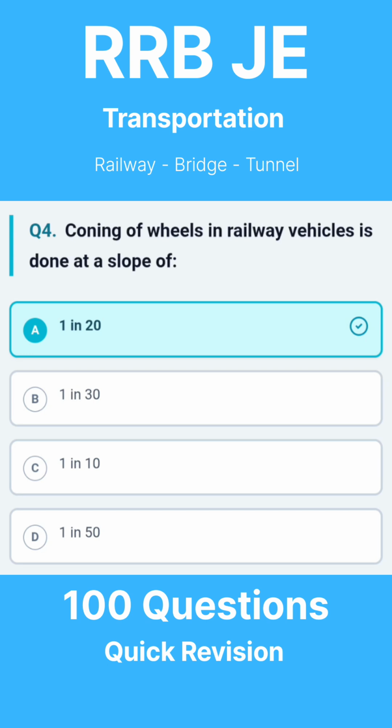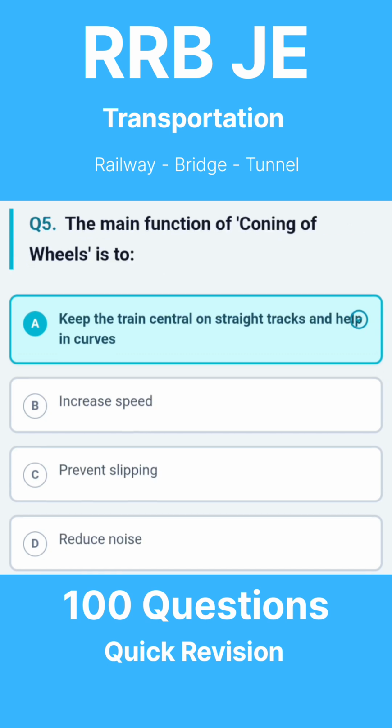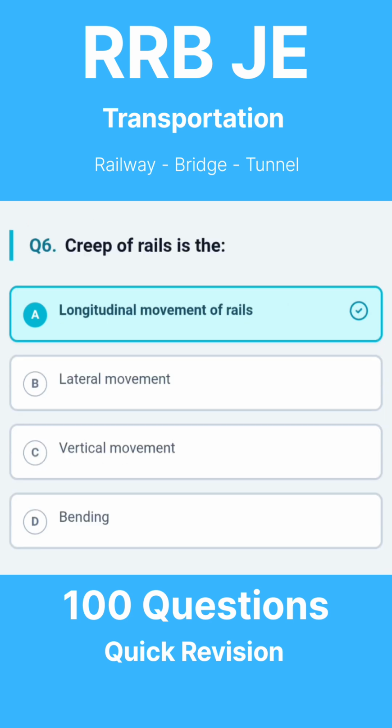Question 4. Coning of wheels in railway vehicles is done at a slope of. The correct answer is 1 in 20. Question 5. The main function of coning of wheels is to. The correct answer is keep the train central on straight tracks and help in curves. Question 6. Creep of rails is the. The correct answer is longitudinal movement of rails.